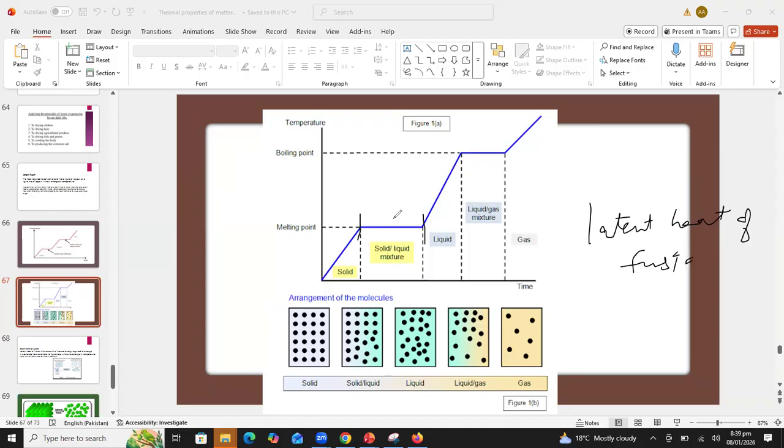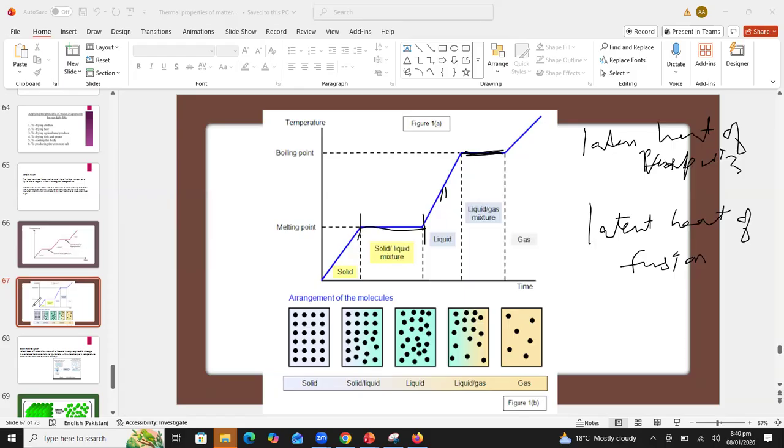And at this state, the heat energy is absorbed by the liquid to convert itself into gas. Not in this state, only in this transition state. This energy is called latent heat of vaporization. So this energy, when the solid is converting into the liquid, is latent heat of fusion. And this energy, when the liquid is converting into gas, is latent heat of vaporization. Is it clear to you, students?